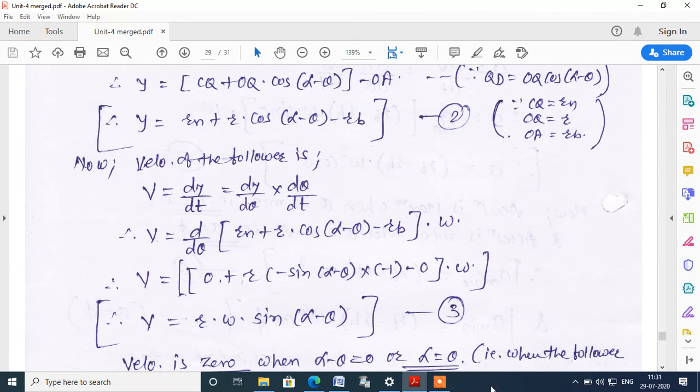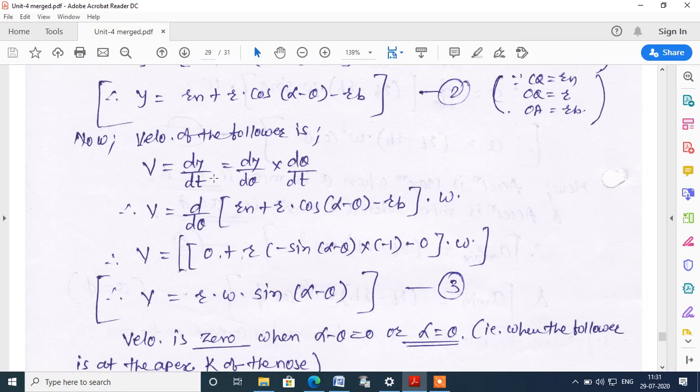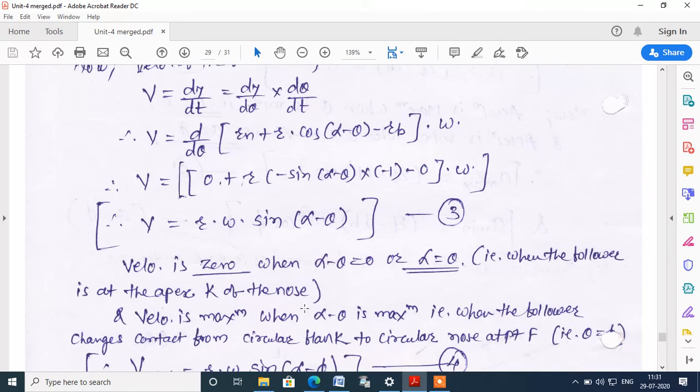Velocity of the follower. Now we have the displacement equation y. Velocity of the follower v equals dy by dt, so dy by d theta into d theta by dt. By putting the value here, [Rn plus R cos (alpha minus theta) minus Rb] into omega. D theta by dt is nothing but omega. So taking the derivative, we finally get v equal to R omega sin (alpha minus theta). This is the velocity. Now velocity is 0 when alpha minus theta is 0, since sin 0 is 0.